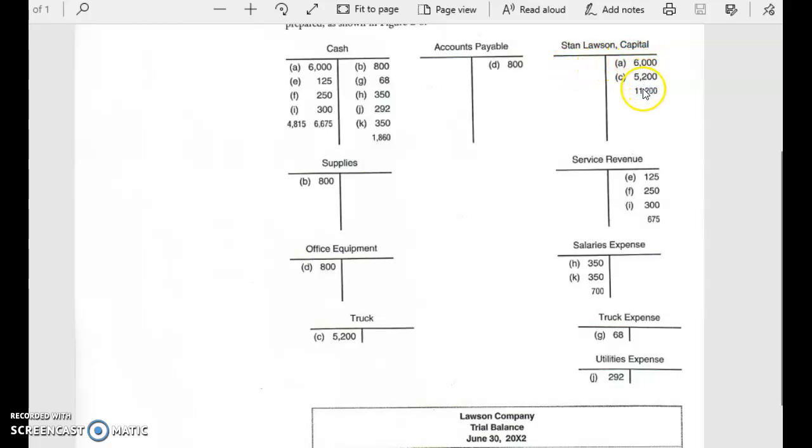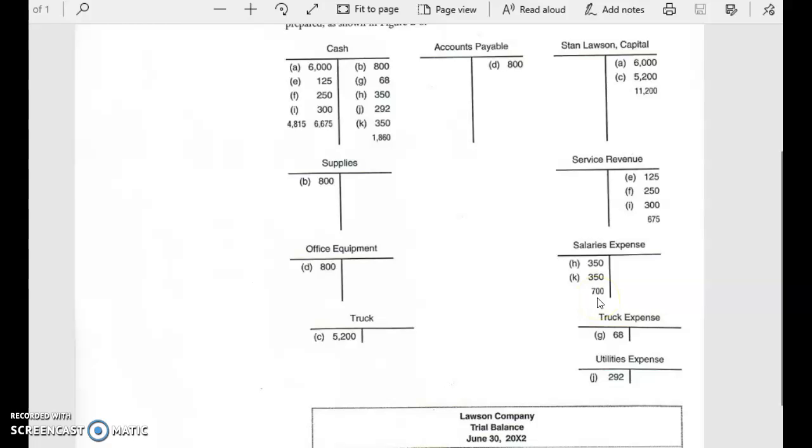He only has entries on the credit side, so all you have to do is add up the credit side, and you see he has a credit balance of $11,200. Same thing with revenue, adding up the credits, $675 total. Salaries expense is a normal debit balance, so it has a balance on the debit side of $700.